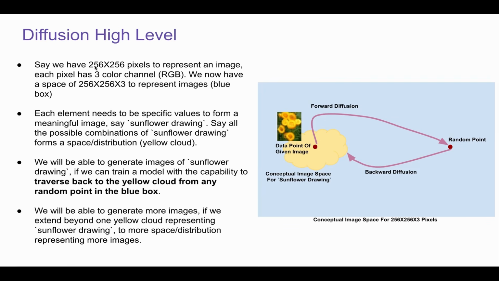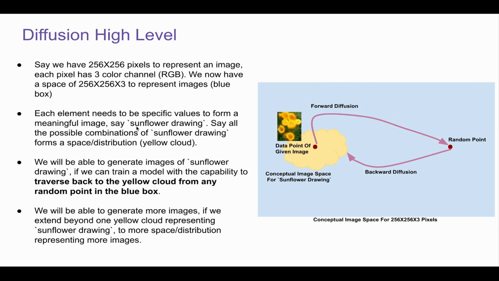Say we have 256 multiplied by 256 pixels to represent an image. So it's a square image. And each pixel has 3 color channels, RGB. We now have a space of 256 by 256 by 3 to represent images. Let's say this space is represented by this blue box. Within the space, each element needs to be set to specific values to form a meaningful image.